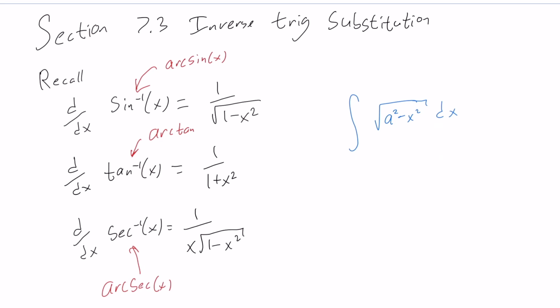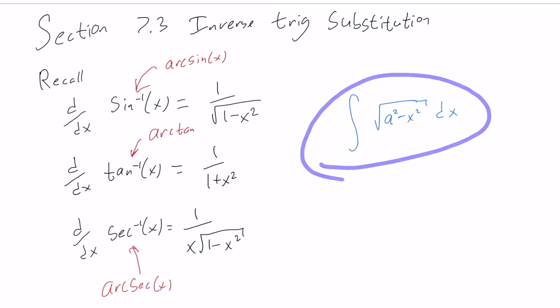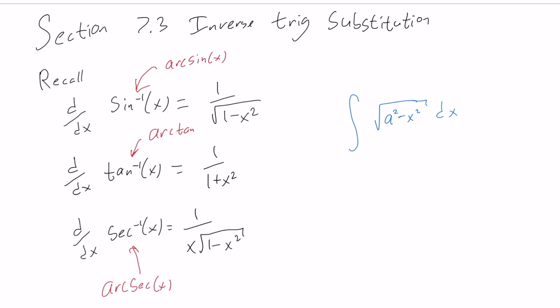So if we see something that looks like 1 over 1 plus x squared, or 1 over the square root of 1 minus x squared, something along those lines, when we take an antiderivative, we should expect to find things that look like inverse sine, inverse tangent, or inverse secant. So all in all, this whole concept of inverse trig substitution is going to help us find integrals of things that look like this. Where here, this is not a 9, that's the letter a.